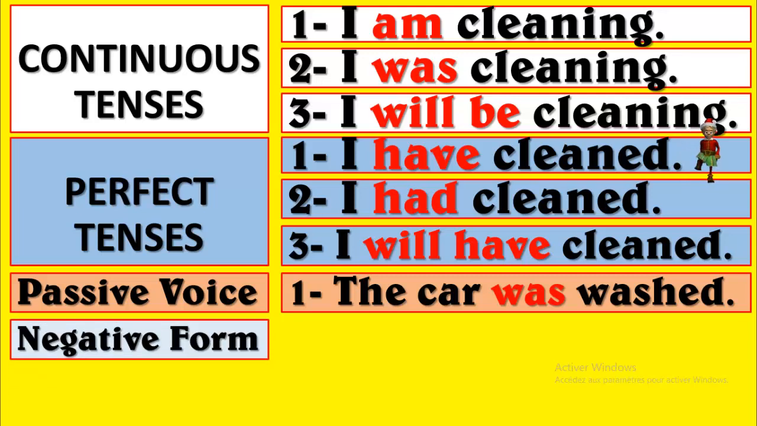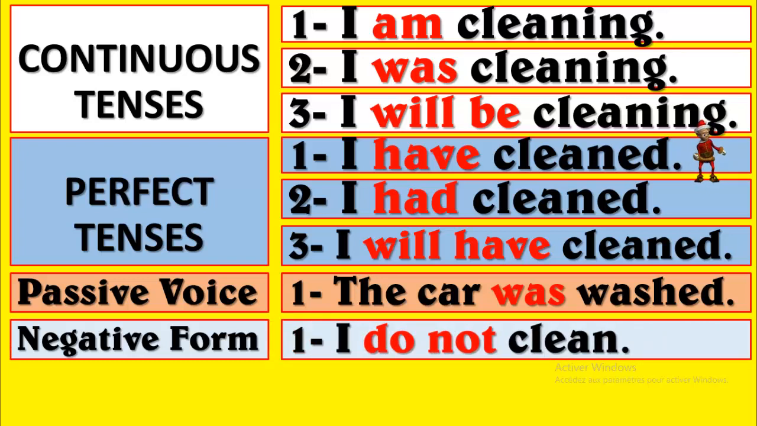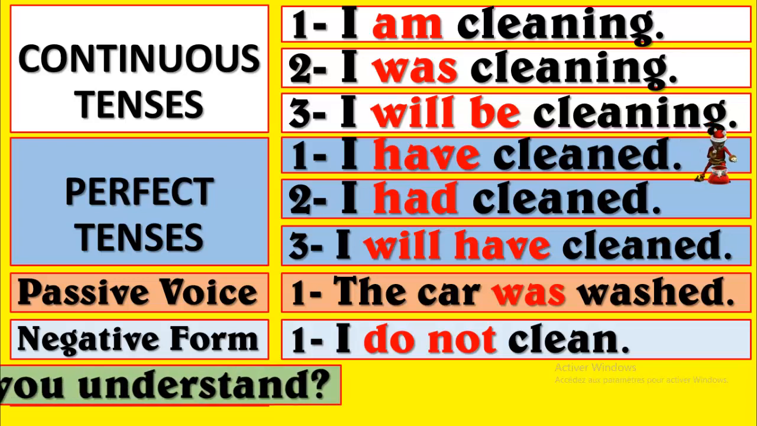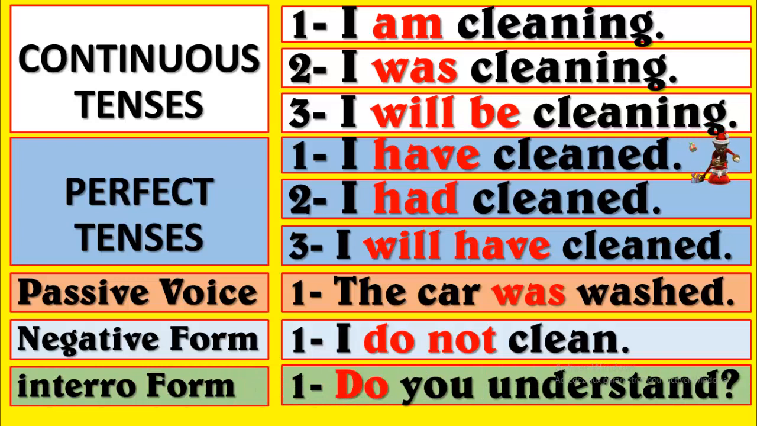For negative form also we need auxiliaries. Okay? I do not clean. Interrogative form also we use auxiliaries. Do you understand? So here are the main uses of auxiliaries in English, among others. But remember, we are in troisième, the first form, and we have to stop things here till next year or the years coming.